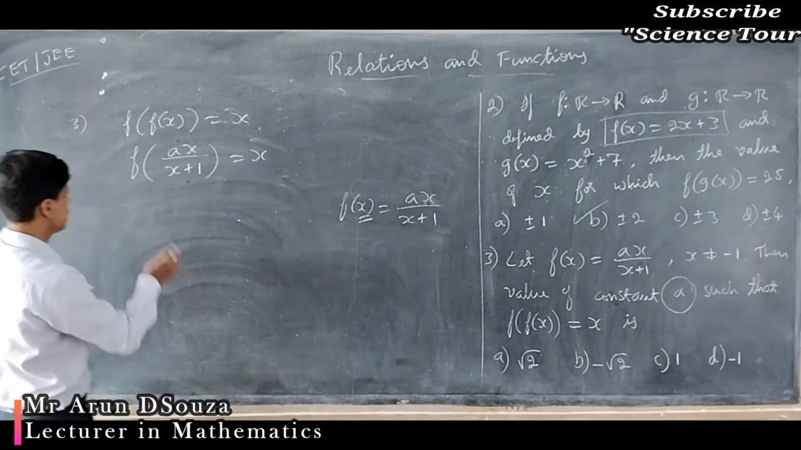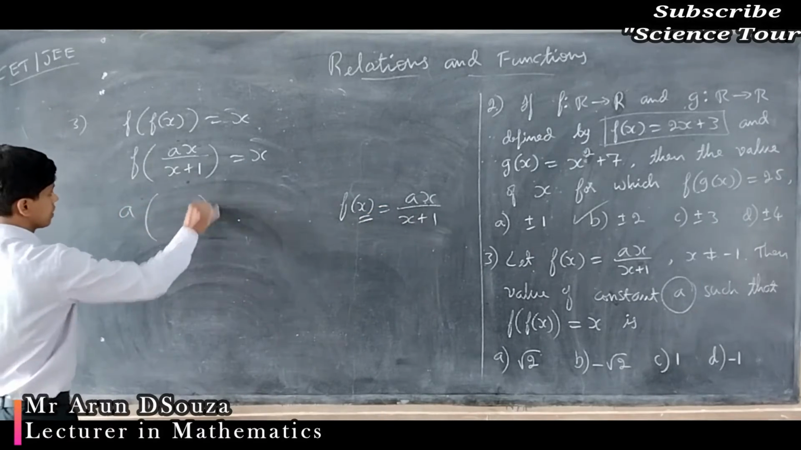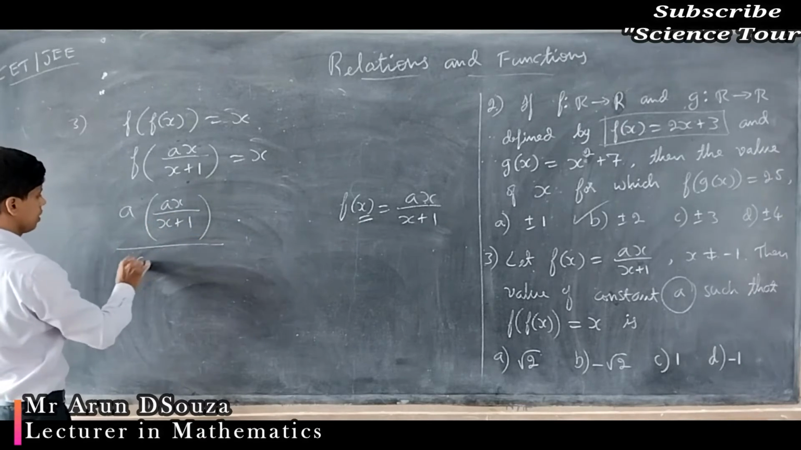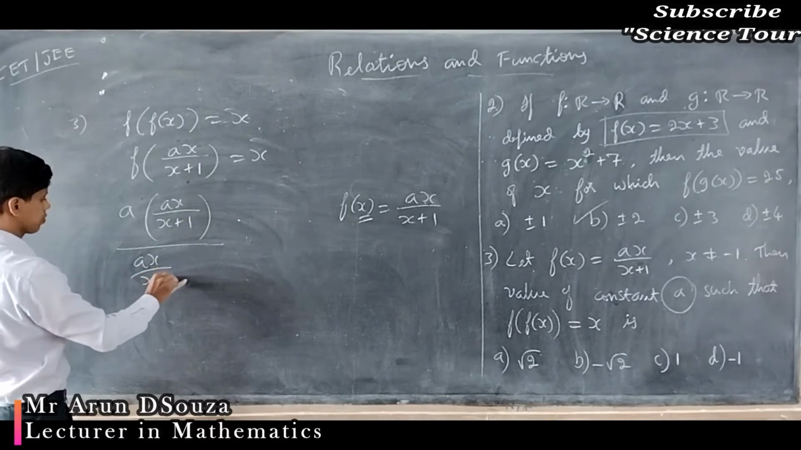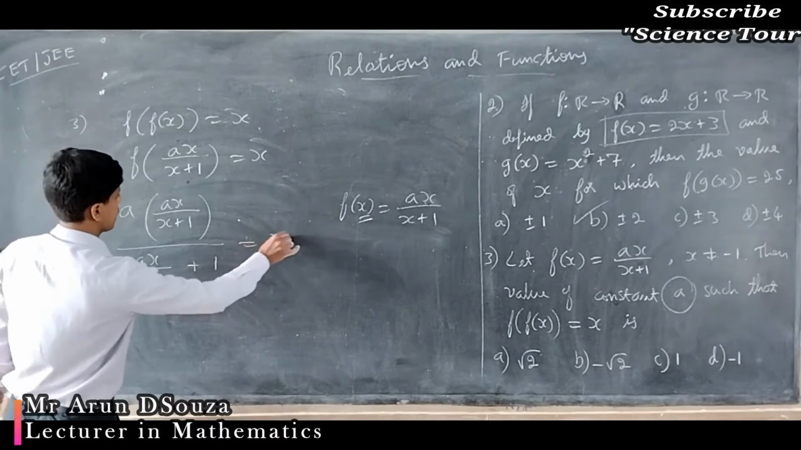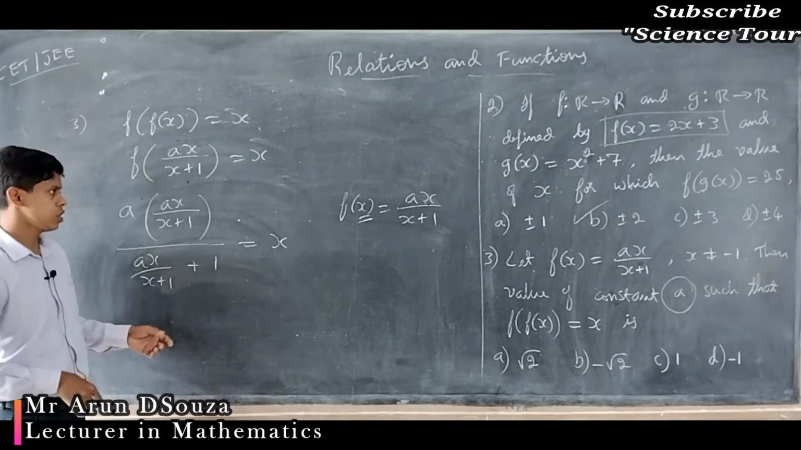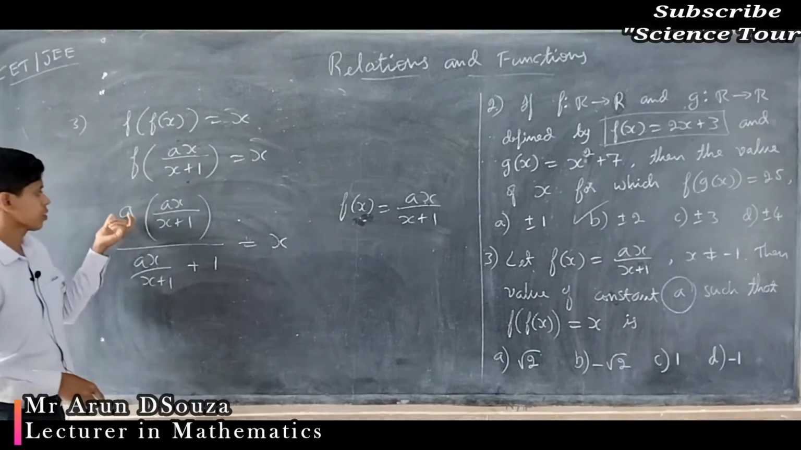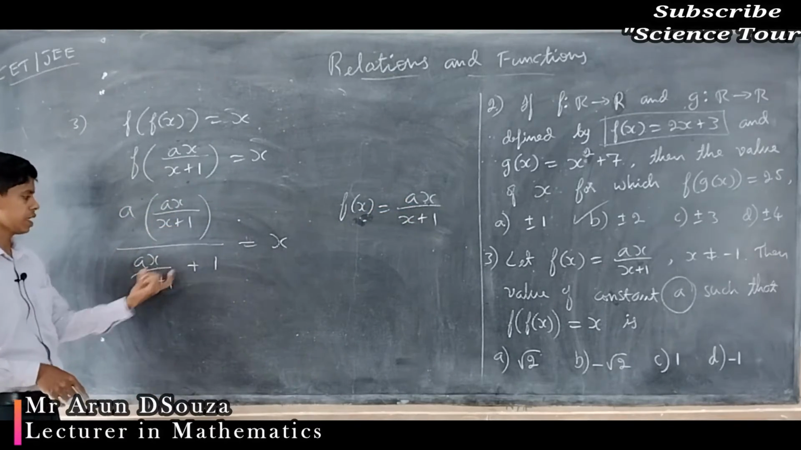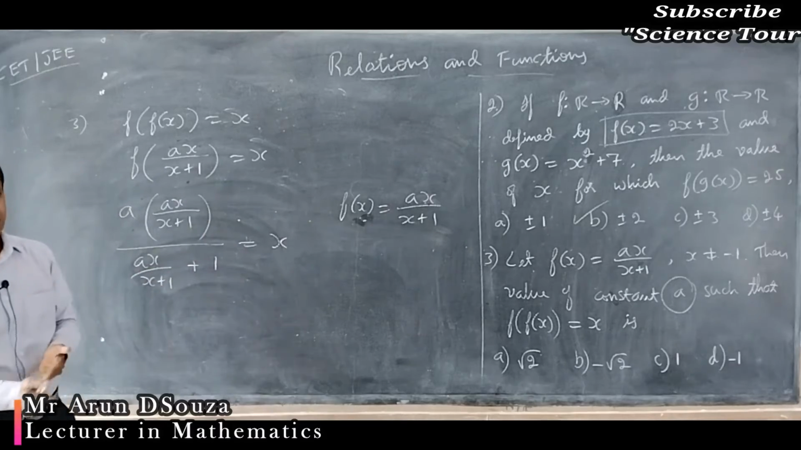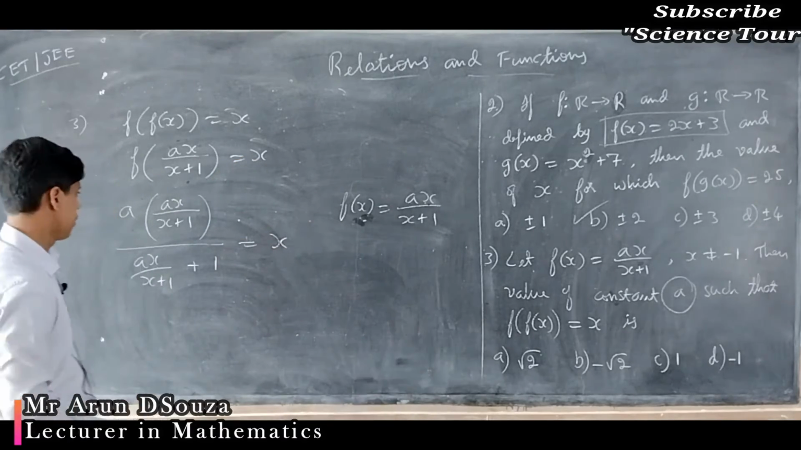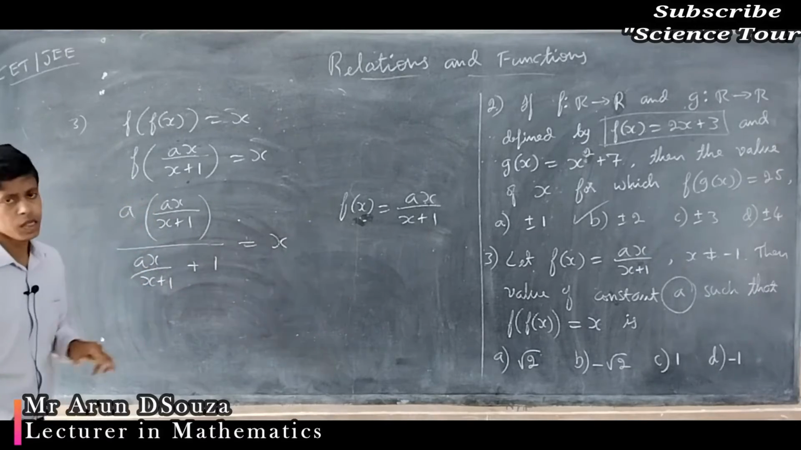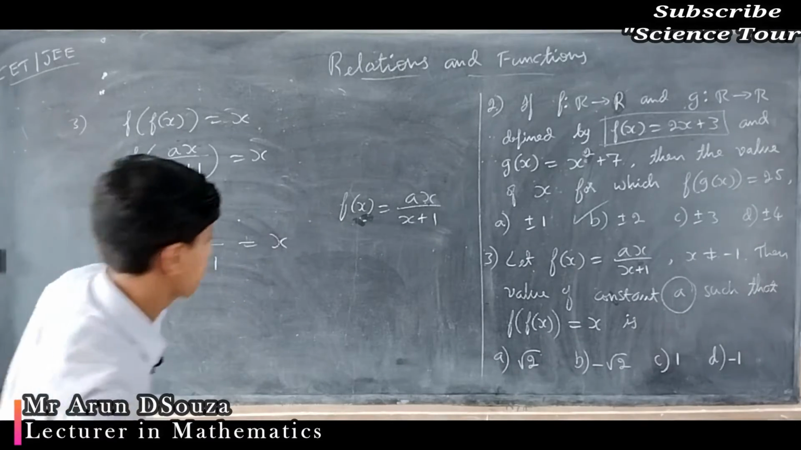So let's begin. Start with a and then ax divided by x plus 1, and here also ax by x plus 1, and plus 1, that is equal to x. I hope you understood, because f of x is ax by x plus 1. So ax by x plus 1, that is x. So that is the same thing. Now we have to simplify this total thing and find the value of a. Let's do it.